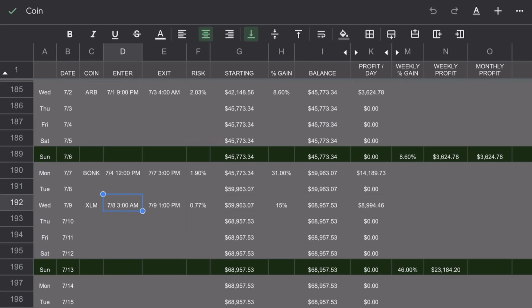So for instance, right here, the XLM, the enter time was 3. And that was only because I set a limit order around that time. This might be something that other people are not accustomed to doing, but I'm so used to setting alerts when those trades go off, and I will wake up. I'm more of an early morning person than a late night person. I have no problem waking up at 3 o'clock and checking a trade. And it stayed in there till the next day at 1 p.m., right? It's actually 15%.